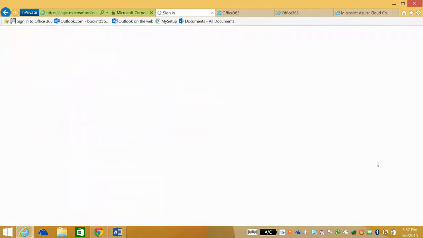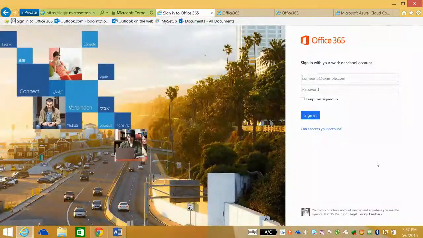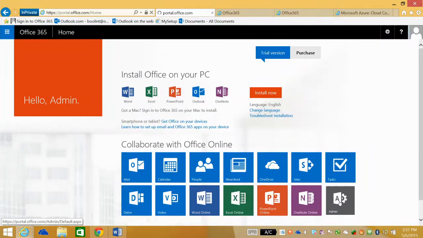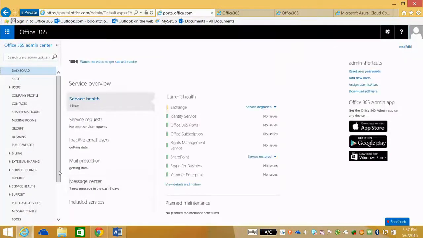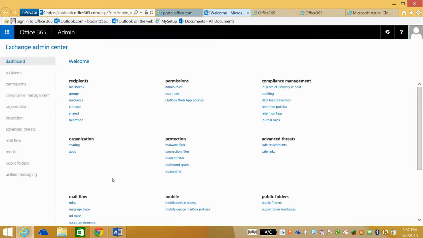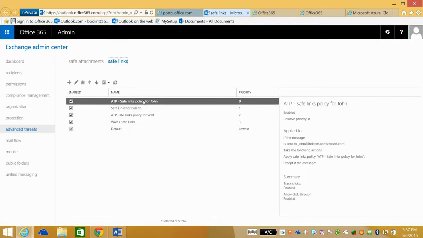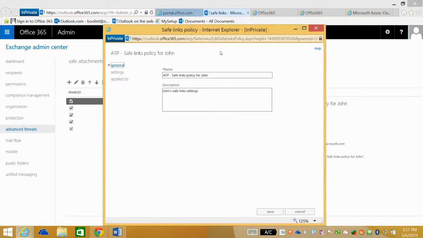So now I'm going to switch to admin and talk about the IT admin and security admin experience. Logging in real quick. Let's go back to the admin page. So as I mentioned, both Safe Links and Safe Attachments are based on the policy concept that we have. So basically, the admin has tools to create policies. And in this case, we are looking at John, which I just showed.